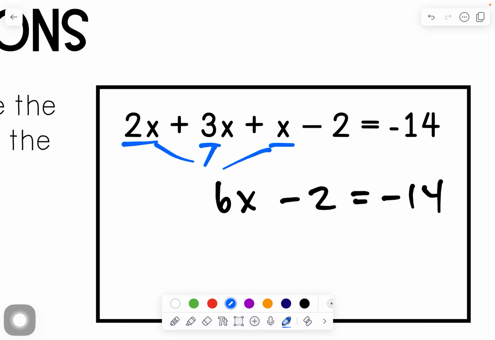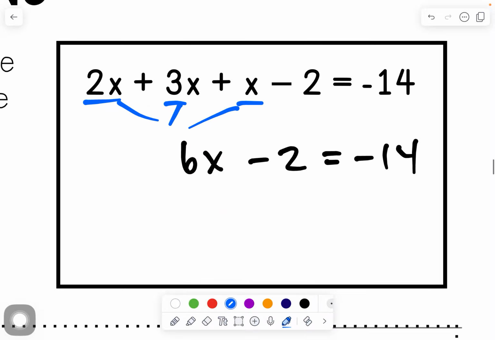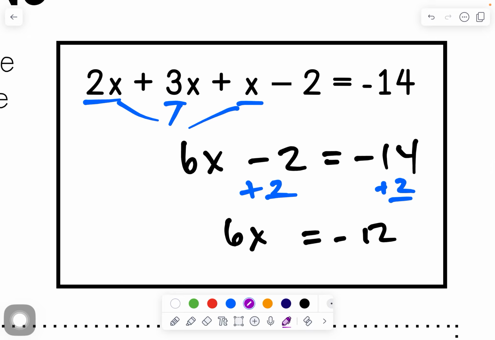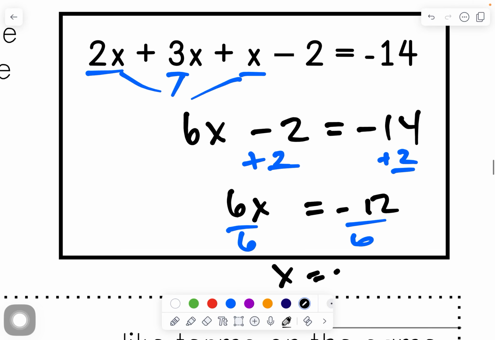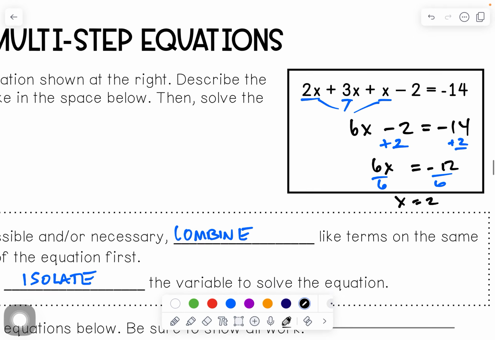And then from there, we would just use the same equation solving steps from yesterday. We would add 2 to both sides. Okay, get rid of our constant first. Okay, and then we would divide by 6. All right, and we'd find out that x equaled negative 2. Okay, so let's take a look at that in practice.